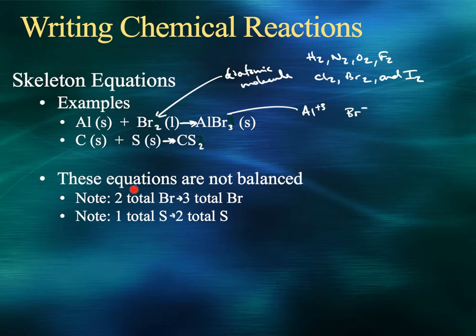Okay, so it says down here, note these equations are not balanced. There are 2 bromines here on the left-hand side of this top one. So Al plus Br2, so there's 2 bromines. And on the right-hand side, we have 3 bromines. So you got 2 here and 3 here. Well, if it were balanced, you'd have the same number on each side. And then on the second one, notice here there is 1 sulfur, and on the right-hand side there are 2 sulfurs. So we have to have those balanced in order for this to work.